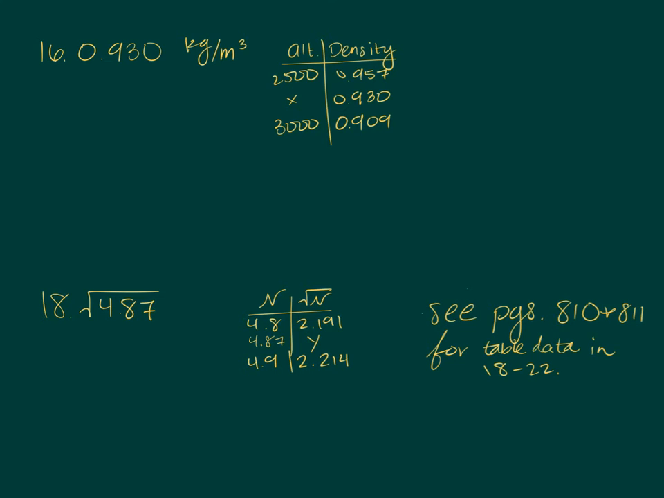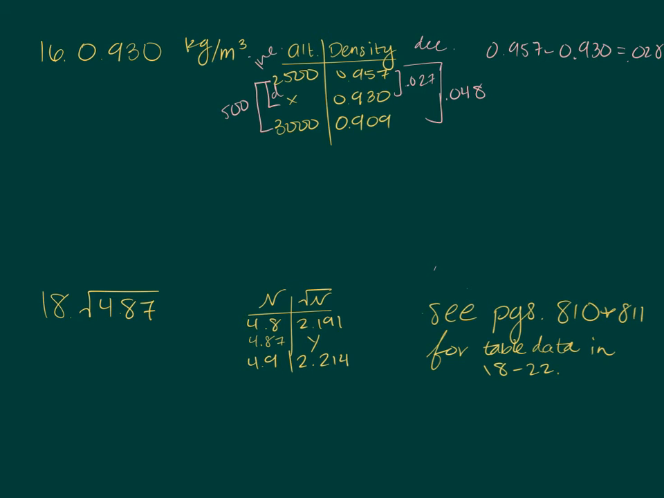So we need to figure out the differences between each. 0.957 minus 0.930 is equal to 0.027. And 0.957 minus 0.909 is 0.048. Then we need to figure out the differences in altitude. But remember, altitude is increasing while density is decreasing. So we subtract 3,000 minus 2,500, and we get that the difference in altitude is 500. And the difference between x and 2,500 is just going to be d.